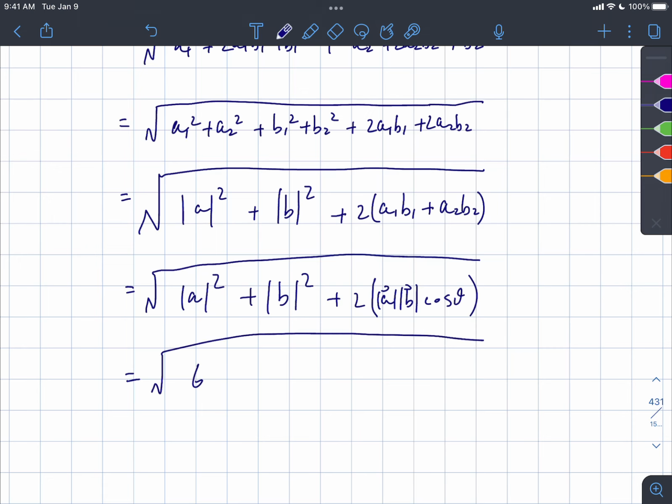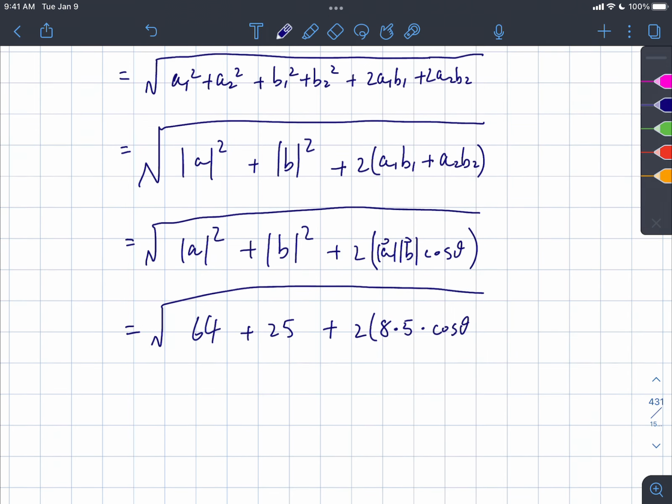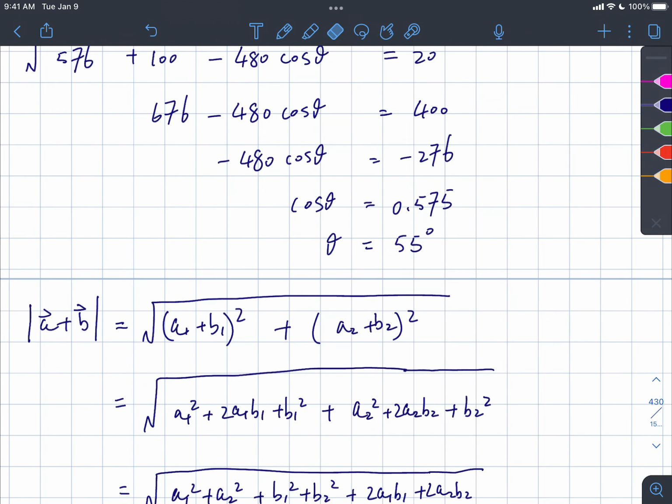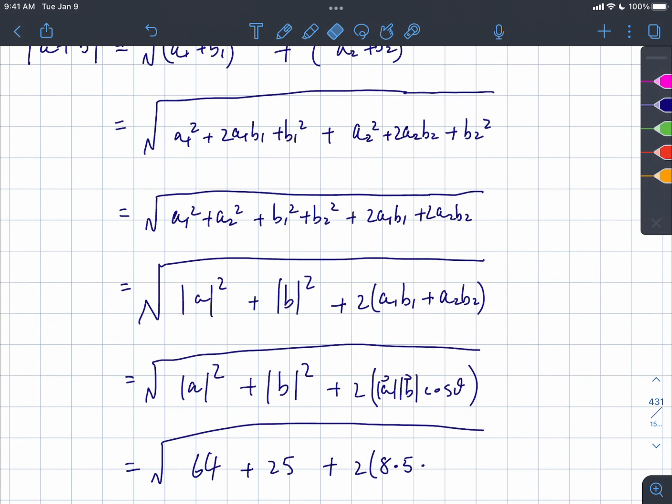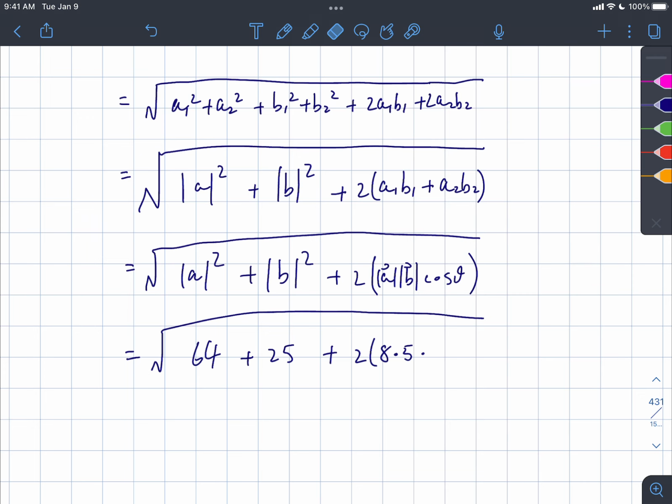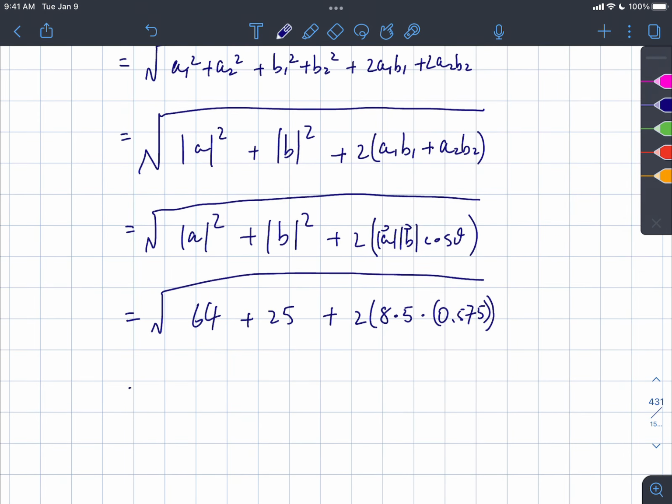So this is 64 plus 25 plus, now the last thing is 2 times 8 times 5, times cosine theta. Well, cosine theta we also just calculated from the last part. Cosine theta is 0.575. So we'll write it here, 0.575. Okay, all right. And now the last thing would be to plug everything into the calculator. So I'll do that very quickly.